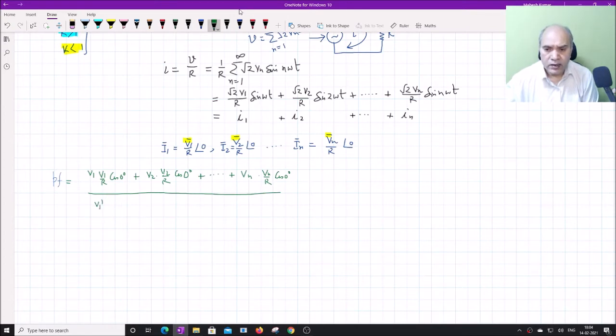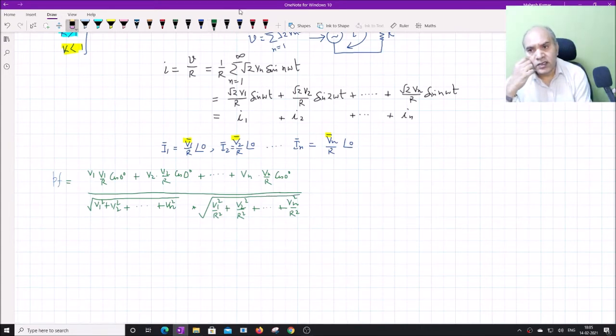V1 square plus V2 square, this goes till Vn square, and square root of this, into V1 square by R square, because this is the value of I1 square, V2 square by R square, and this goes till Vn square by R square, and the whole is under square root. This is the power factor.